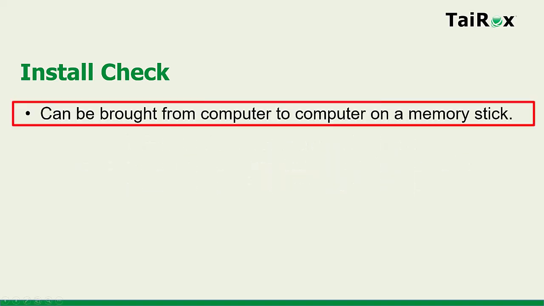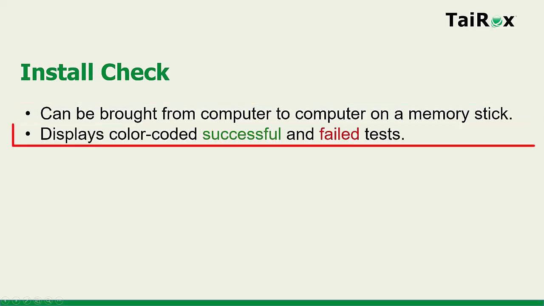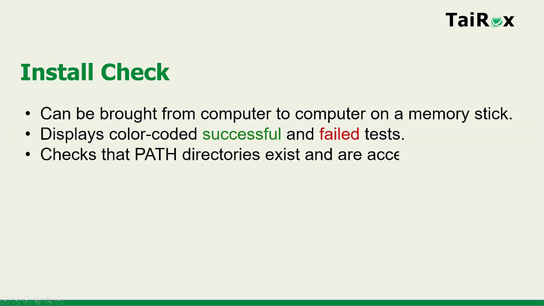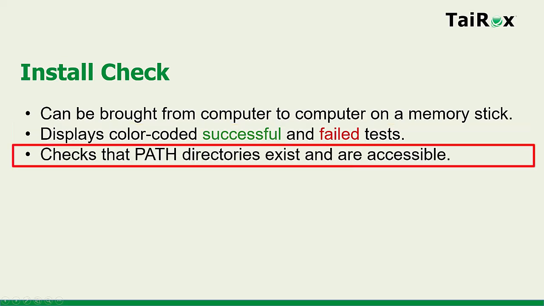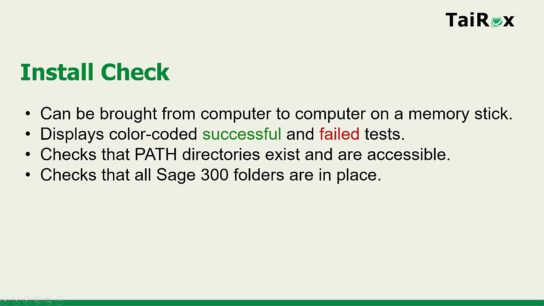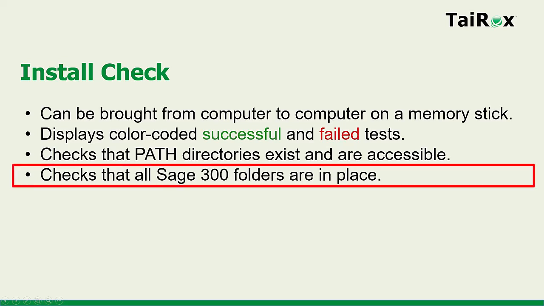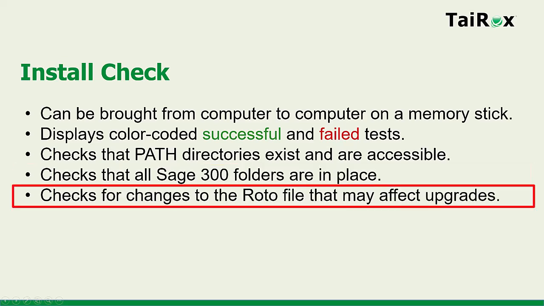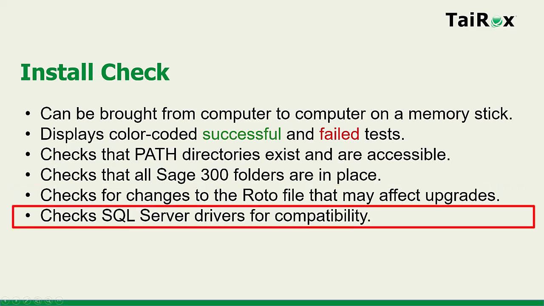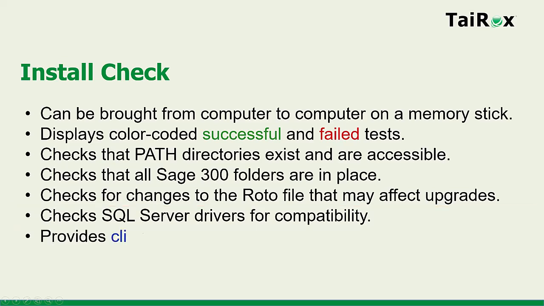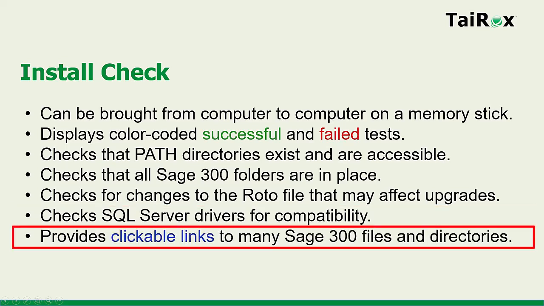InstallCheck can be brought from computer to computer on a memory stick. It displays color-coded successful and failed tests. It checks that path directories exist and are accessible, checks that all Sage 300 folders are in place, checks for changes to the Roto file that may affect upgrades, checks SQL Server drivers for compatibility, and it provides clickable links to many Sage 300 files and directories.